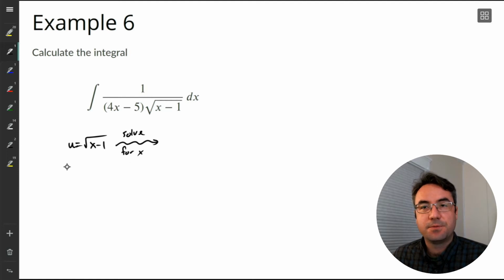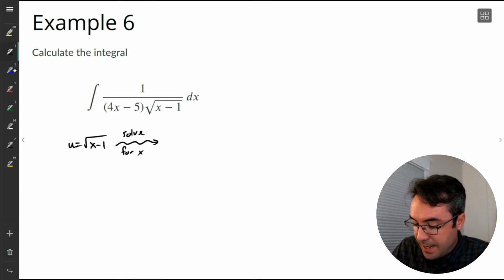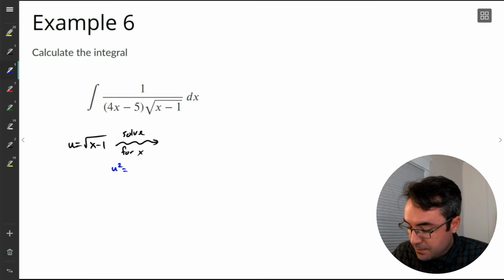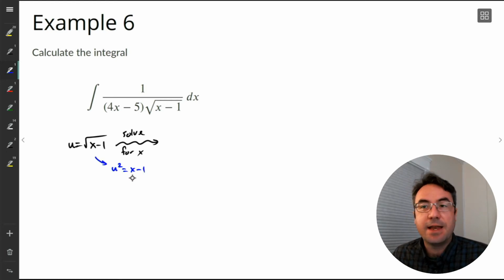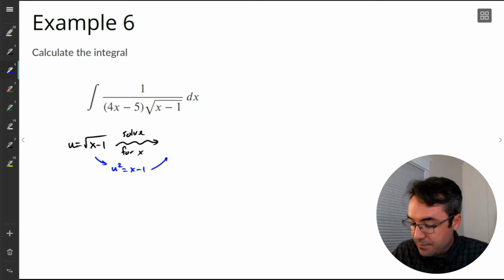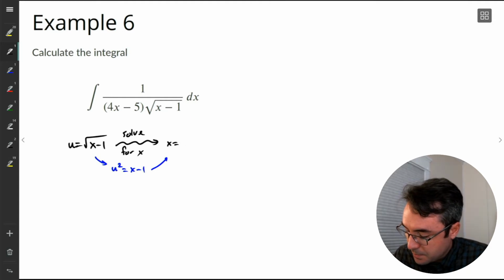Now notice, we'll get our differential. Normally when we do a substitution, we do our differential right away. We'll get there, but let's solve this for x first. So I would square both sides. That would give me u squared is equal to x minus 1. If I squared both sides, and then add 1 to both sides to get x by itself, that would give me x is equal to u squared plus 1.